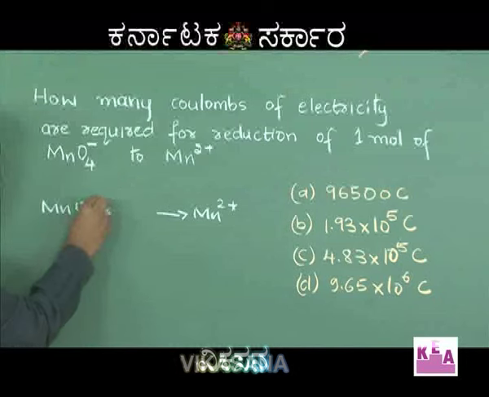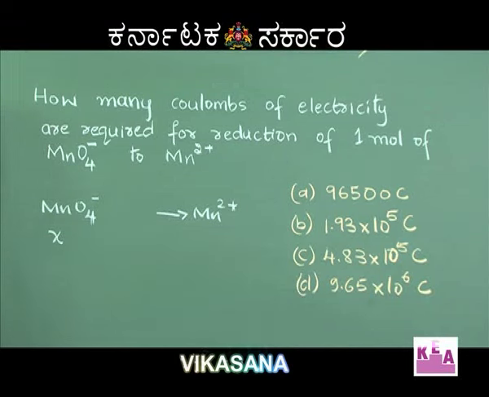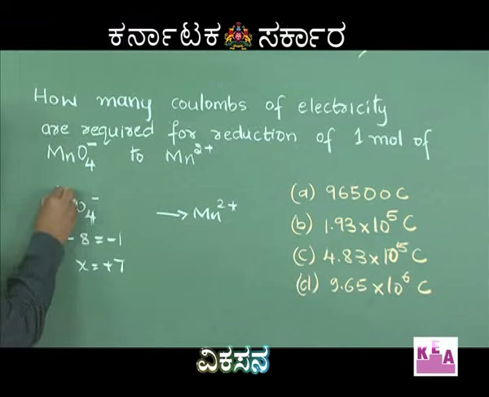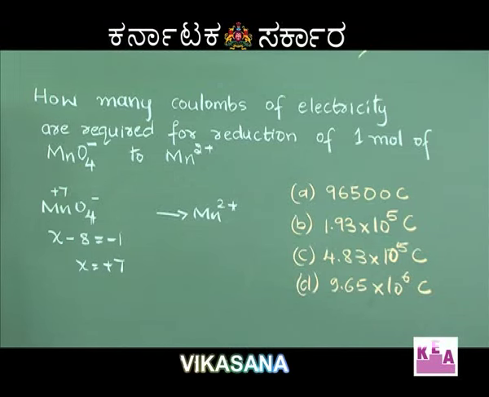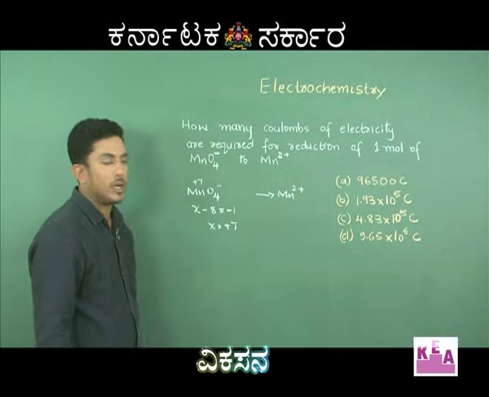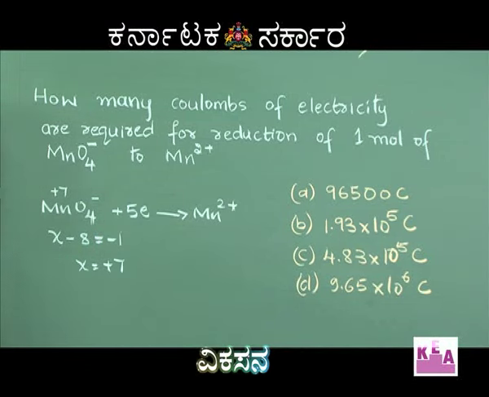In MnO4 minus, the oxidation state of Mn is, let the charge on Mn be x, oxygen carries a charge of -2, 4 oxygens carry a charge of -8, which is equal to -1. So x will be equal to +7. So Mn is in its +7 oxidation state. We need to convert Mn, which is in its +7 oxidation state, to +2 oxidation state. We require 5 electrons for this conversion.